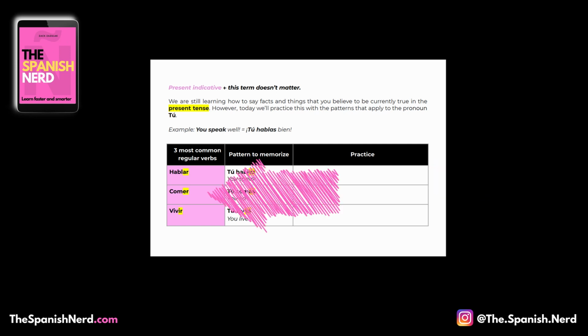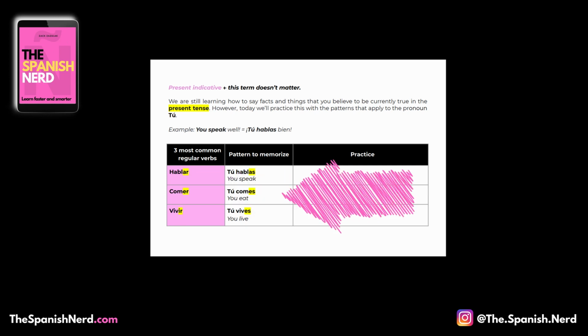Next word, comer. We already know this word. We know it means to eat, but now we need to know how it changes on the end whenever we're speaking to someone using the word you, or in other words, tú in Spanish, okay? So let's look over at the pattern to memorize. Tú comes. Tú comes. Look at that. It's an ES. So we drop the ER and we add ES. Yes, I know there's still an E there. Same thing as last time. There's an argument for that, but let's not get wrapped up in that, okay? So tú comes.